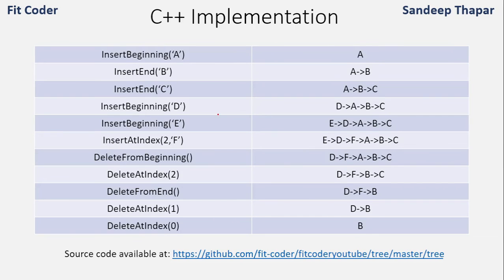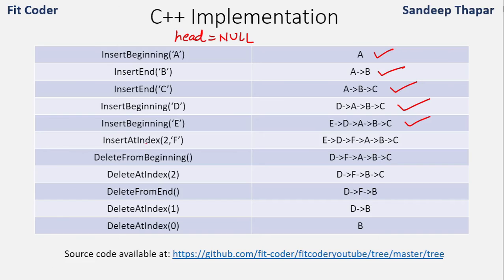So let's have a quick summary. So let's say the head is initially null. So the linked list is empty. We insert at the beginning, so the list becomes A. Then we insert at end, so it becomes AB. Then we insert at end, it becomes ABC. We insert at beginning, it becomes DABC. We again insert E at beginning, EDABC.